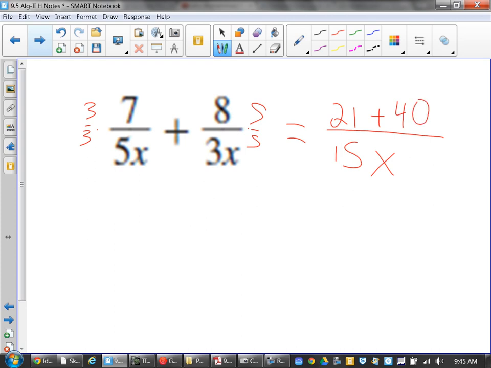So the numerator becomes 21 plus 40, otherwise known as? And that's it. That's how you would add those two together. Like I said, don't freak out about it only taking a little bit of time. It's just one of those things. You're factoring. You're looking for the common terms. Okay.